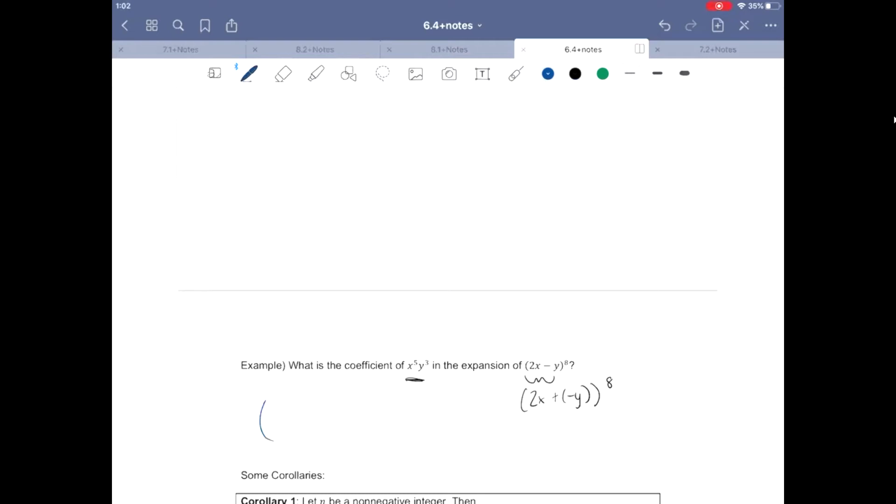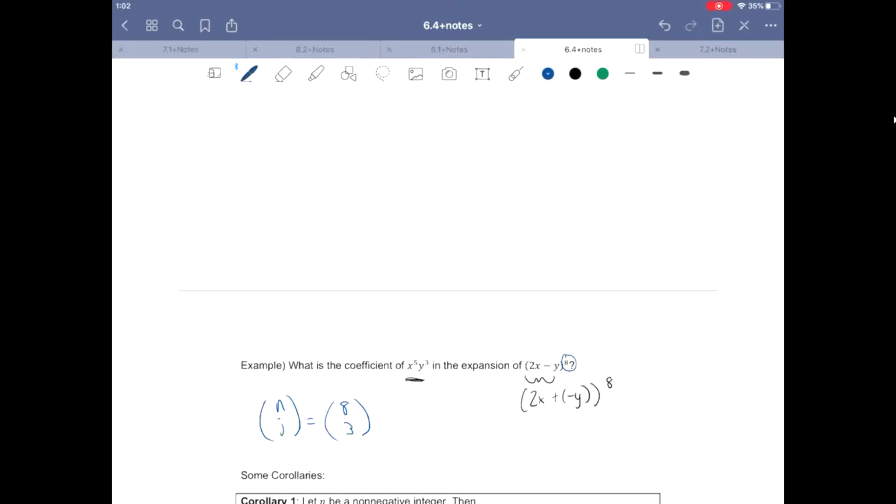So let's write this. Remember, we had n choose j. So n was, what are we going up to? In this case, our n is that 8. j was the exponent on the second one, in this case the y. So in this one we're looking at the third power.